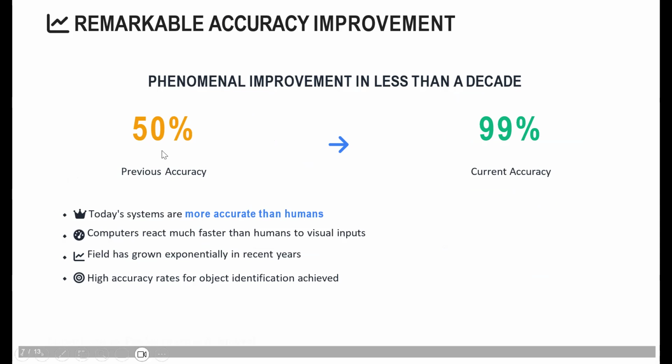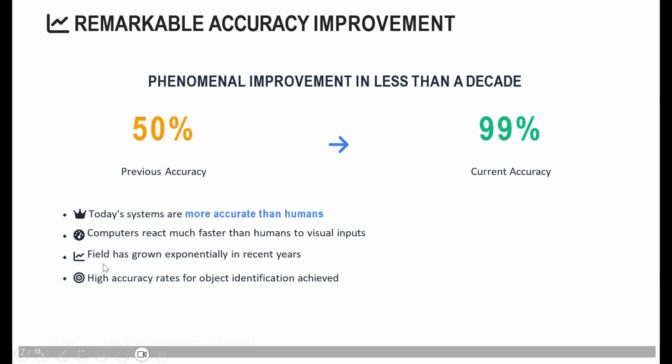Previously it was a very challenging part to handle objects of the same color. It was very difficult for the machine to learn and give us an accurate result. But today we are getting 99% accuracy. How? I will show you. Today's systems are more accurate than humans. Today's perception in categorizing different objects is more accurate than humans. Computers react much faster than humans to visual input, and they can give very accurate results.